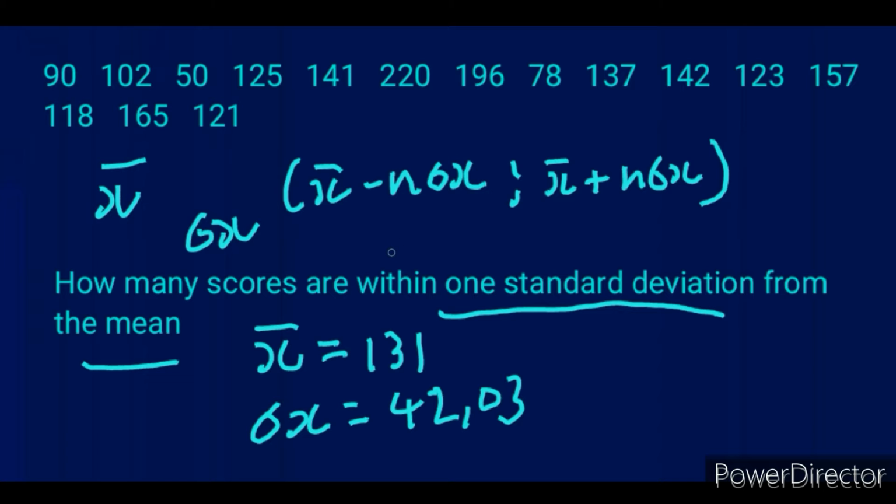So what does n stand for? N stands for the number of standard deviations from the mean. For instance, if they say 1 standard deviation from the mean, it means n is 1. If they say 2 standard deviations from the mean, it means n will be 2.